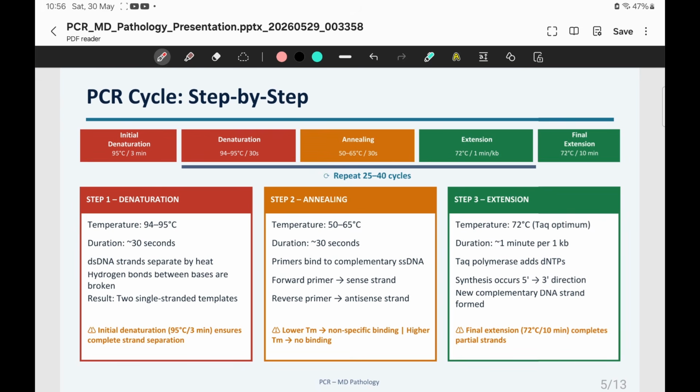So this is all the gist of what we have studied earlier, and this is the denaturation process, annealing process and extension process. The denaturation process results in two single stranded templates, and in the annealing process the forward primer attaches to the sense strand and the reverse primer attaches to the anti-sense strand. In extension, the synthesis occurs in the 5' to 3' direction, and in this process a new complementary DNA strand is formed.